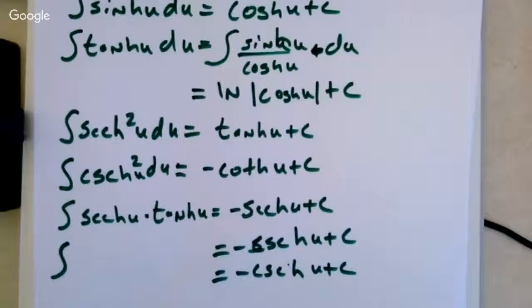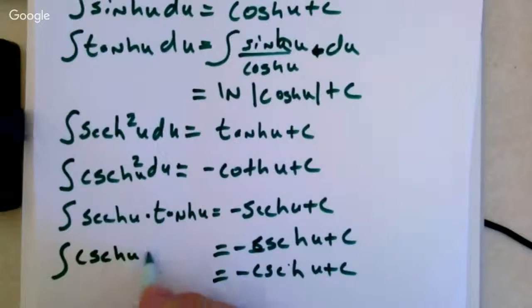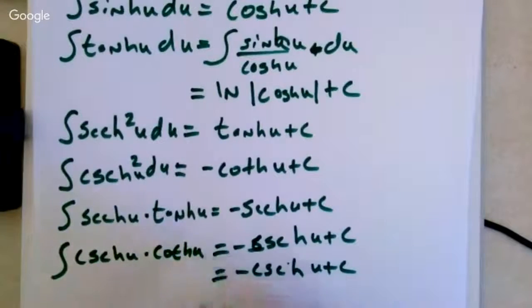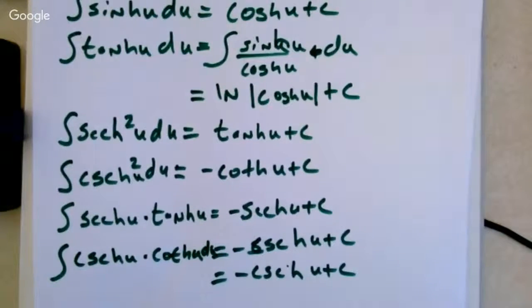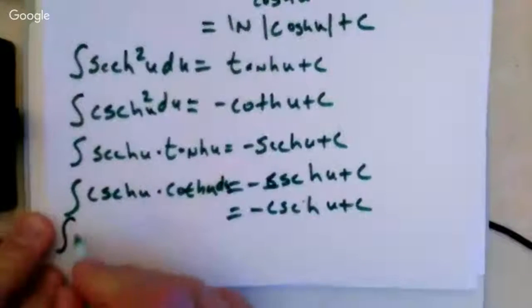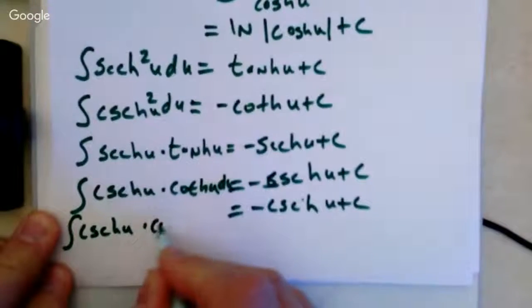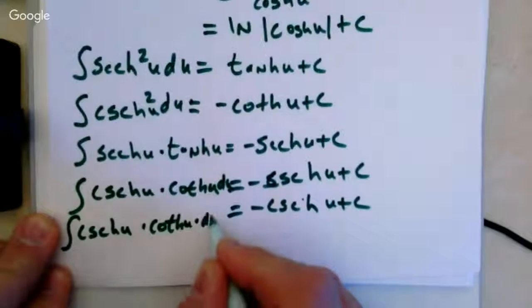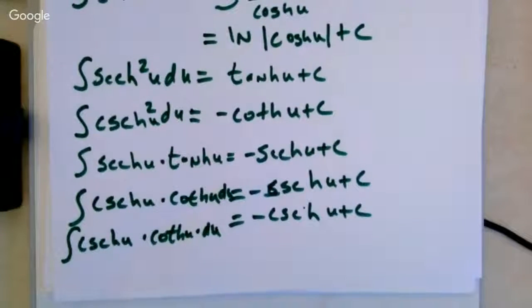Volunteer, what would have to be under the integral for its integral to be negative cosecant hyperbolic u plus c? Cosecant hyperbolic, cotangent hyperbolic du. And let me rewrite that: cosecant hyperbolic u times cotangent hyperbolic u times du, for its integral to be negative cosecant hyperbolic u plus c. Okay, that's the rules. Questions on that before we go to an example?